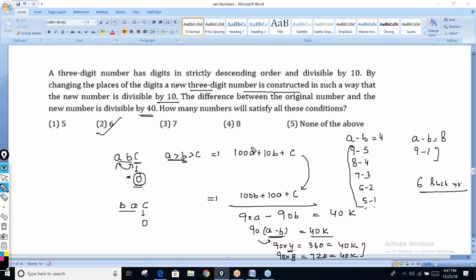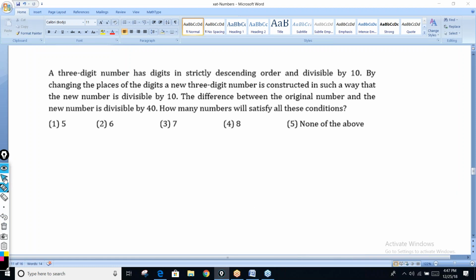So this is basically a digits and reversed-digits based question. We normally do it with a simple equation. I have included this number in the numbers part. It's a kind of numbers based question. So, 6 such numbers. Go to the next one.